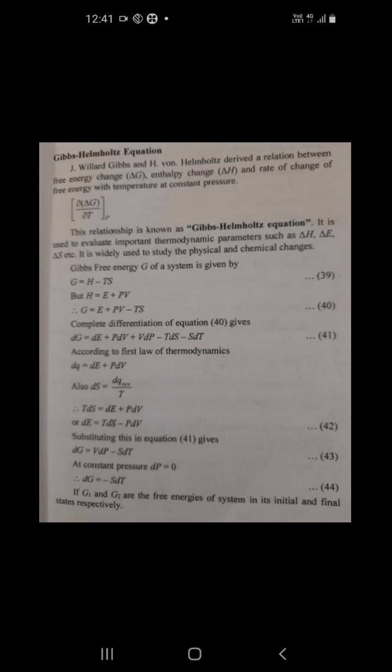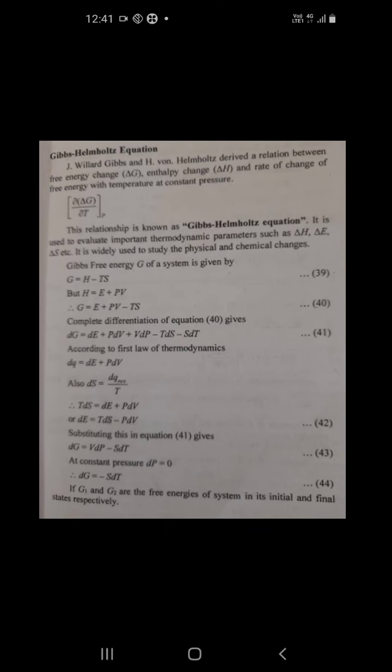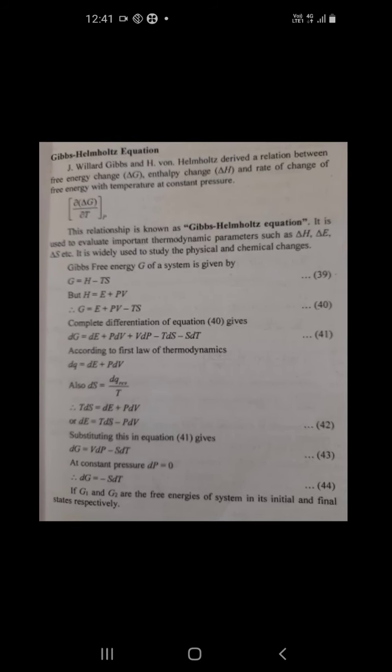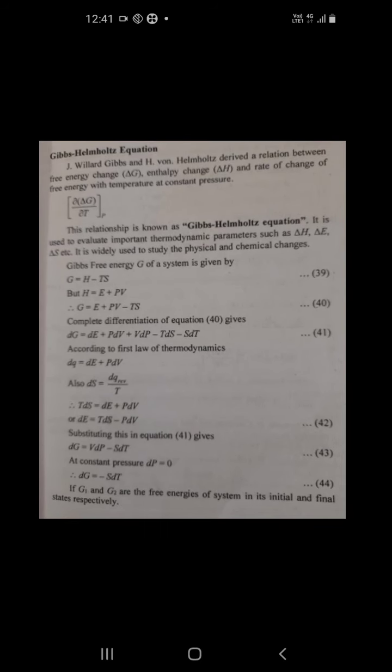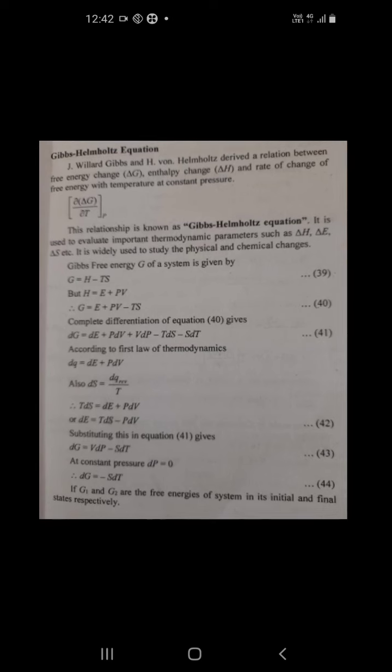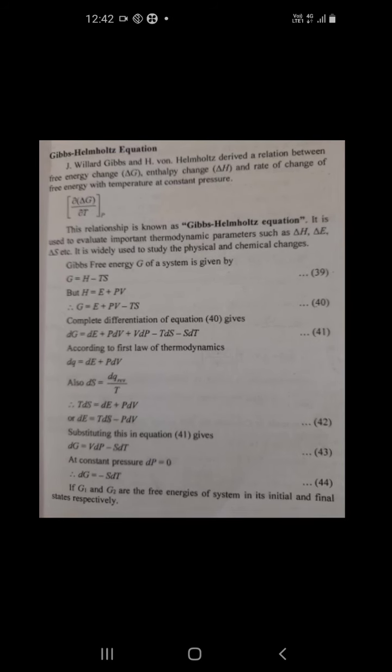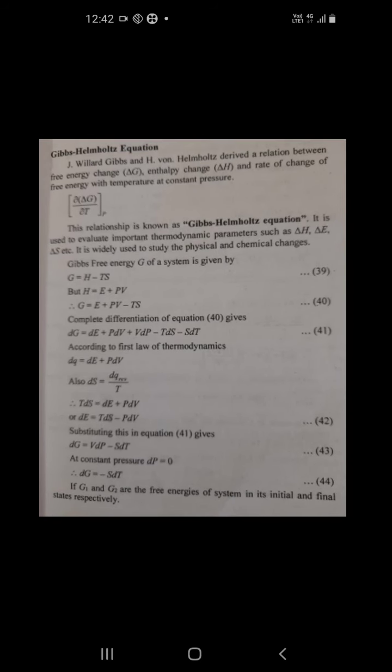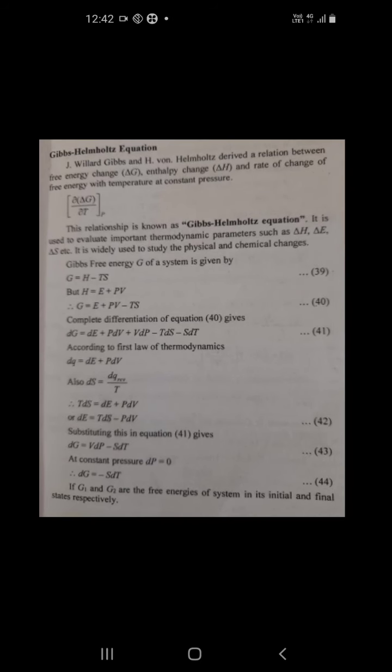So if you substitute this value of H into the Gibbs free energy equation, then you will get what? G is equal to E plus PV minus TS. Okay, so G is equal to E plus PV minus TS. This is the equation where we want to do a differentiation. So when you differentiate equation number 40, we will get what? dG is equal to dE plus PdV plus VdP minus TdS minus SdT. Okay, so this whole equation is called a complete differentiation.